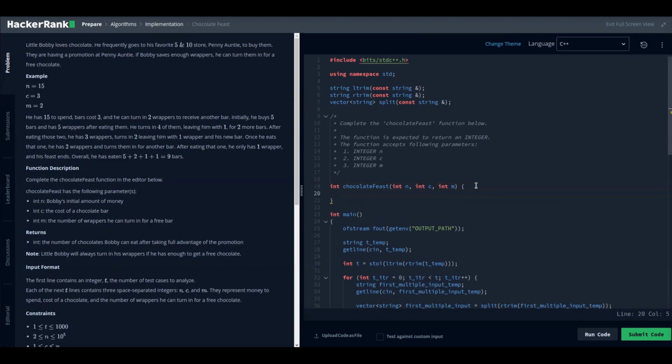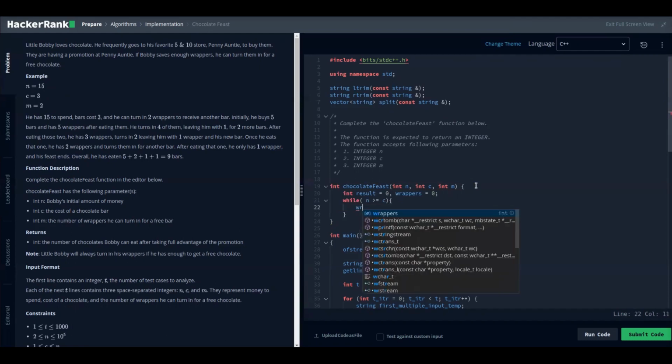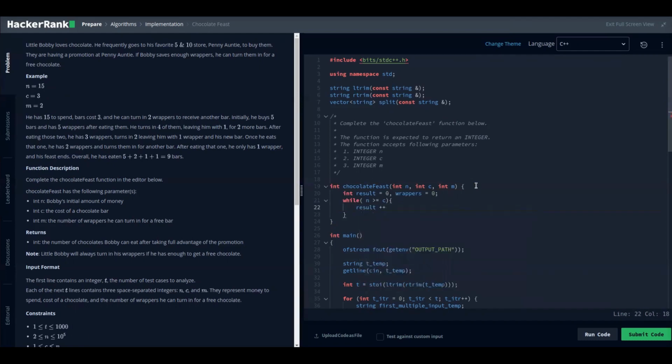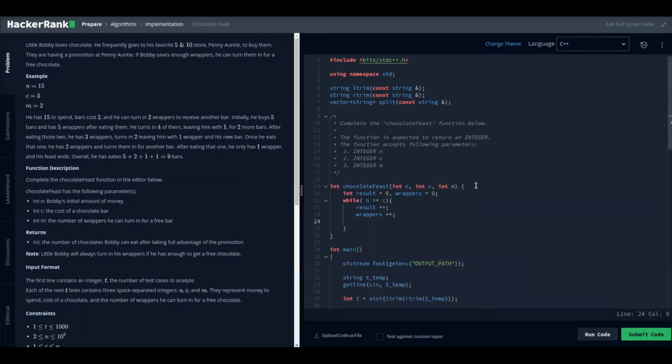I will have the result initiated at 0, and then I will have the wrapper initiated at 0. So I will say, while my money n is greater than or equal to c, that means I can buy a chocolate. If I can buy a chocolate, I will have the wrapper at the end. So I will say result plus plus, that means I'm able to buy one chocolate. I will say wrapper plus plus, that means I'll have the wrapper at the end.